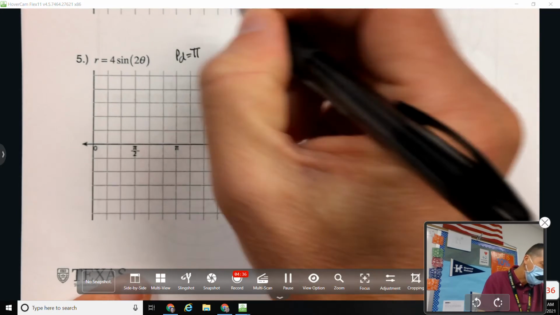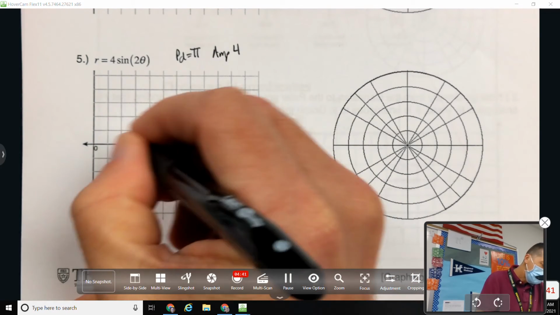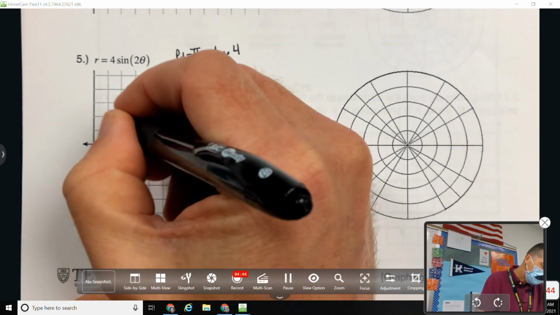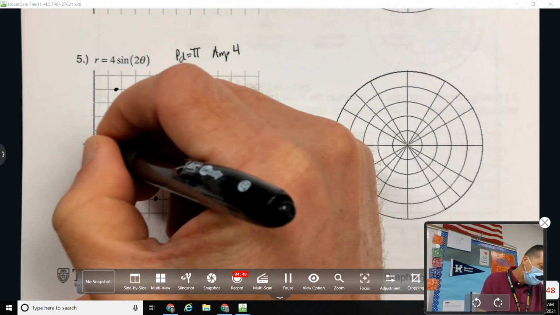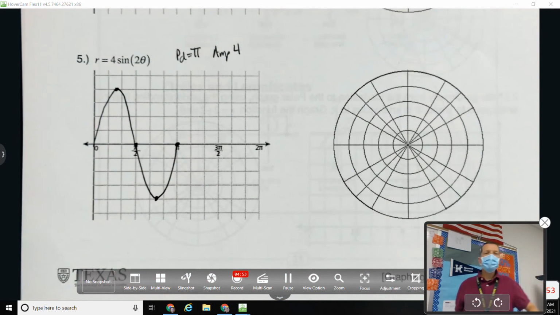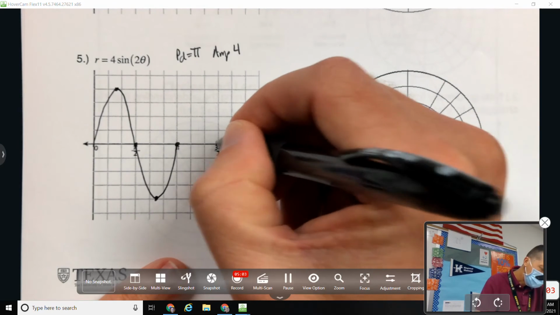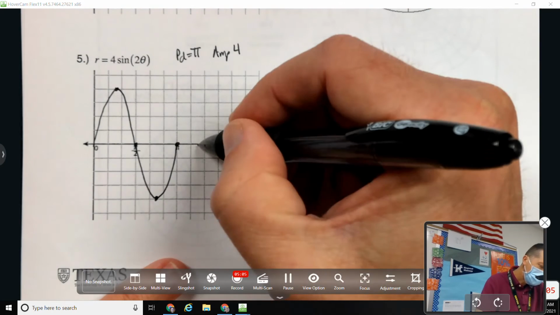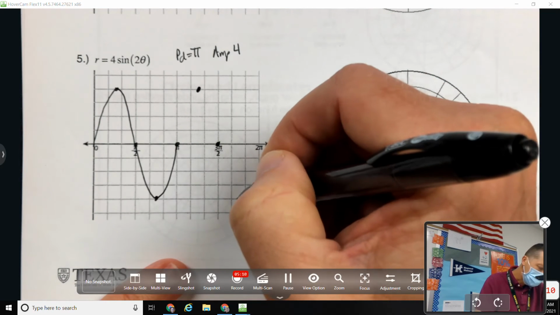Period would be pi, amplitude would be 4. It's a sine graph. So I know what a sine graph looks like, and I need the period to be pi. So there's the first cycle of that sine graph. And then I'll just repeat that again between pi and 2 pi. 0 halfway, maximum halfway between that, minimum halfway there.